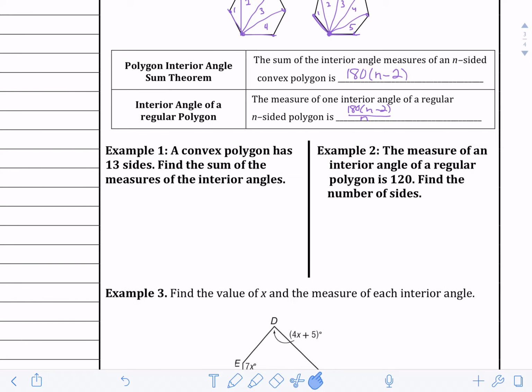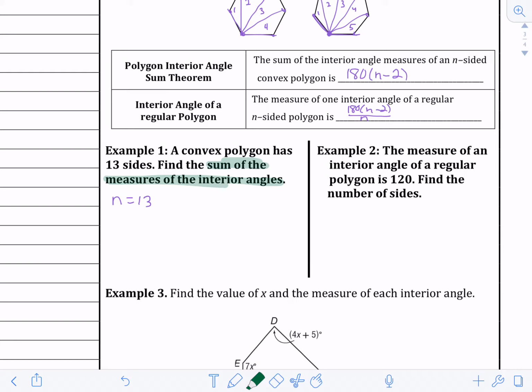Okay, so a couple examples. A convex polygon has 13 sides, so we know n is equal to 13. Find the sum of the measures of the interior angles. So I'm going to highlight that word, sum of the measures of the interior angles, because you're going to see find just one interior, find the sum of the interior, find just one exterior, find the sum of the exterior, so you have to be careful in what they're asking for.